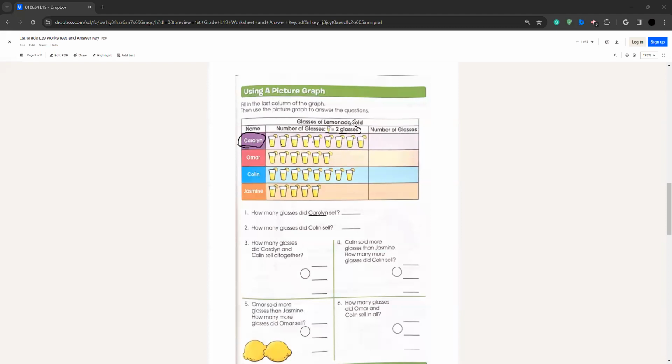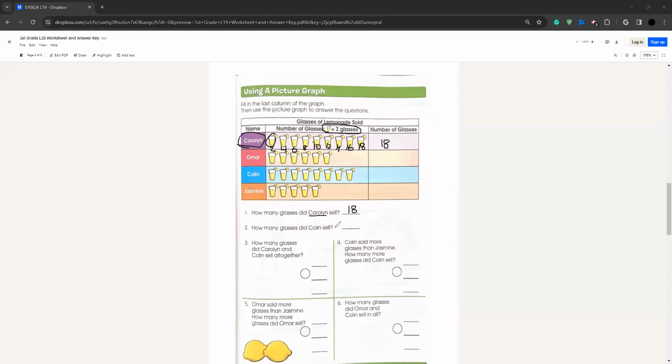But over here, each picture of the glass is actually 2 glasses. All right, so we need to count for every glass we have, it is actually 2. So 2 plus 2 is 4, plus 2 is 6, plus 2 is 8, plus 2 is 10, plus 2 again is 12, 12 plus 2 is 14, 14 plus 2 is 16, and 16 plus 2 is 18. So 18 glasses. And so 18 is our first answer.